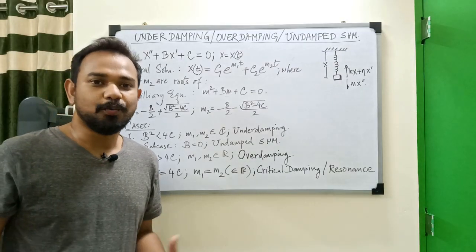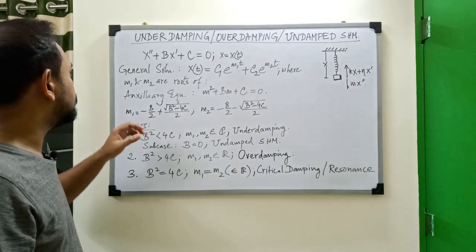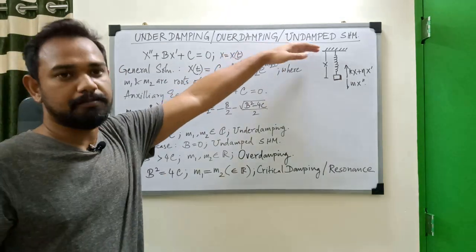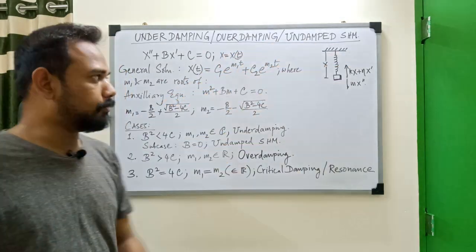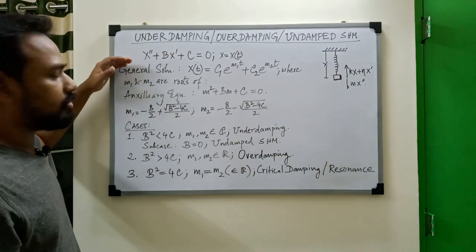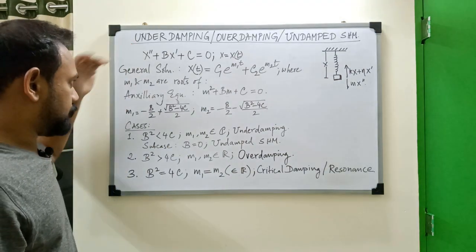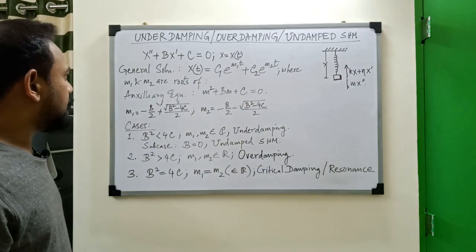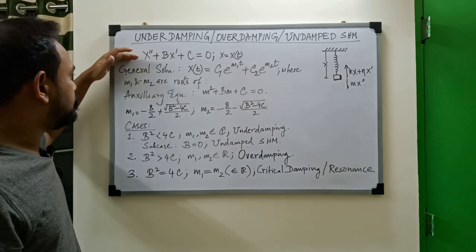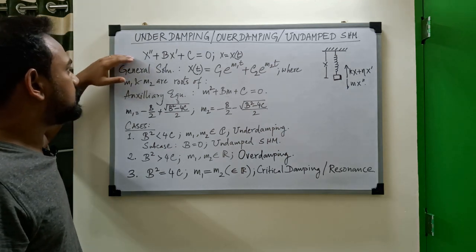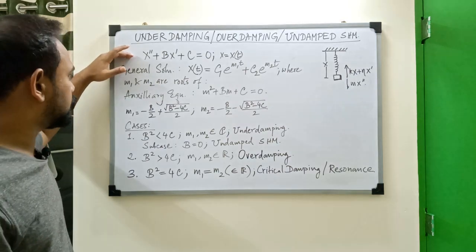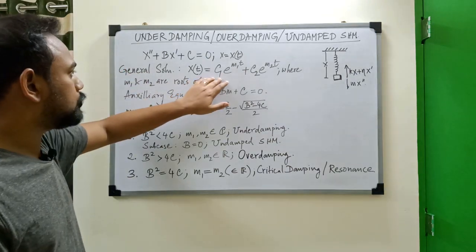Hi. So, welcome to this video lecture where we discuss the underdamping, overdamping, and undamped SHM, or simple harmonic motion, oscillations for a second order linear ordinary differential equation. In the previous videos we had already figured out what the solution of a general second order linear ordinary differential equation is going to be. So this is the solution.